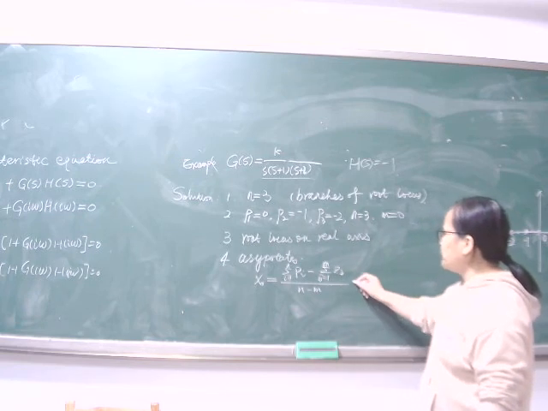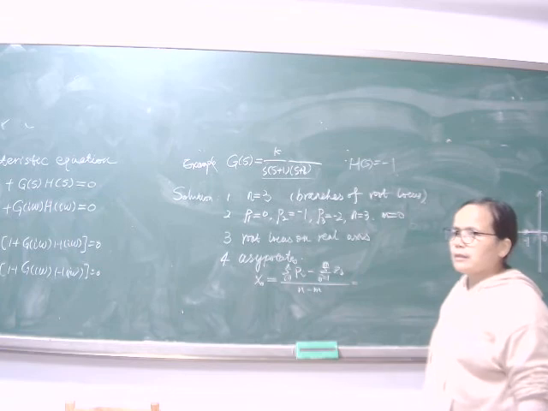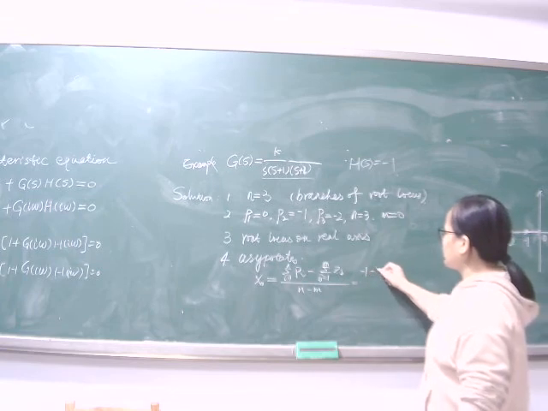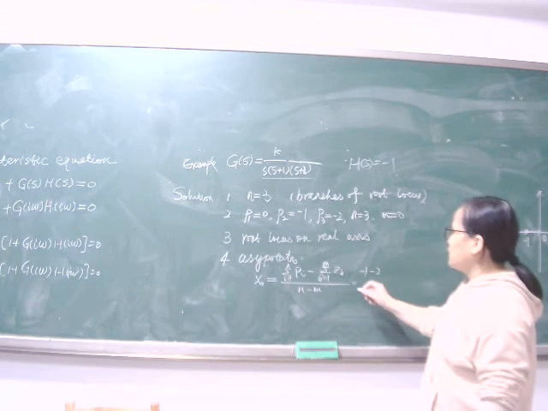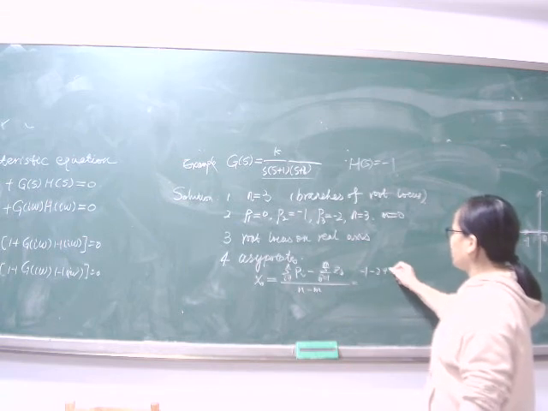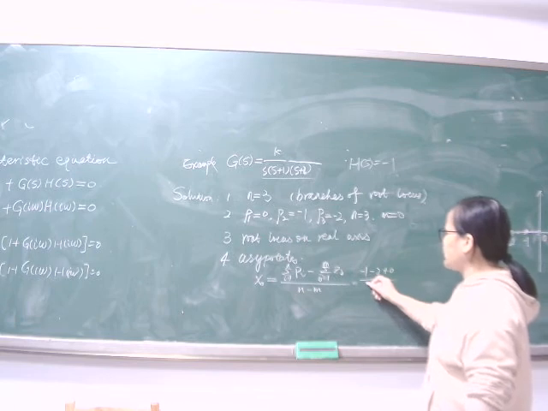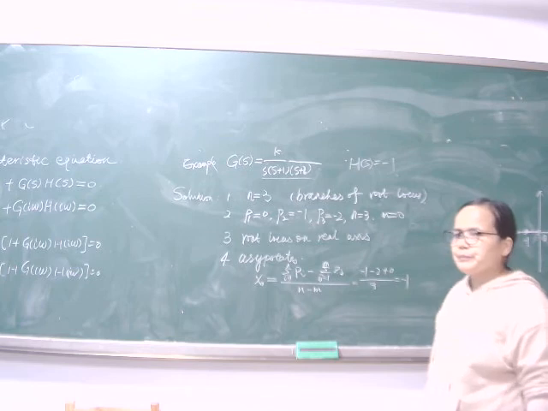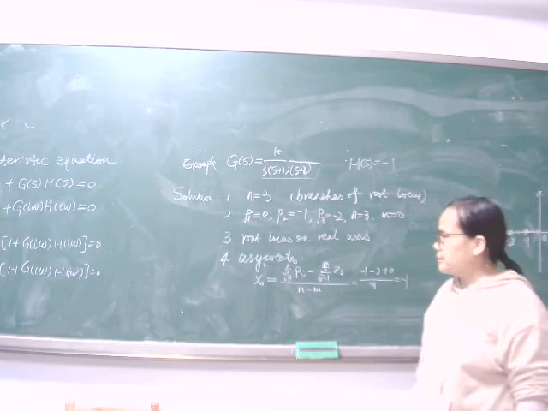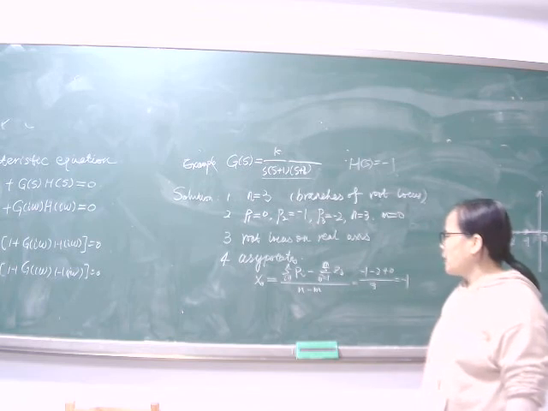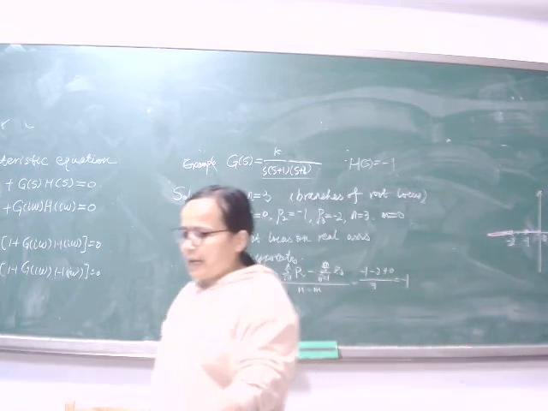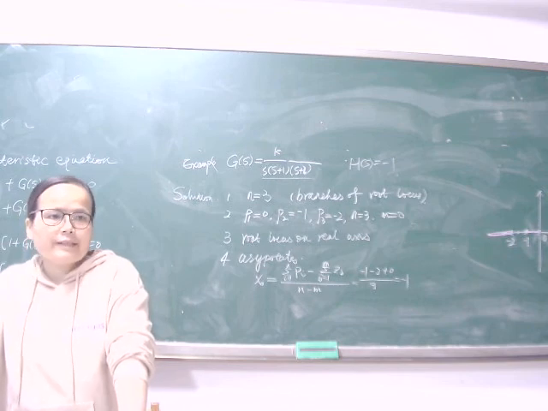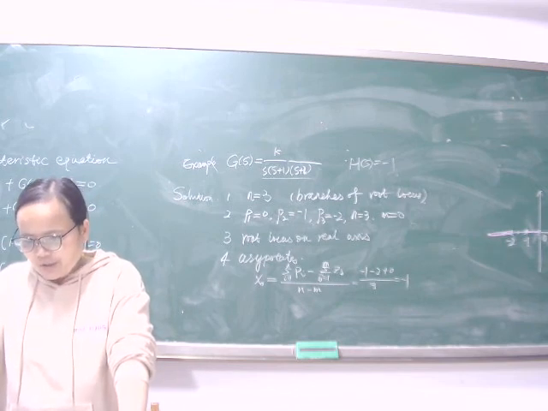Now we can see here in this example, it is minus 1, minus 2, plus 0, divided by 3, which is equal to minus 1. This is the cross point with the real axis.